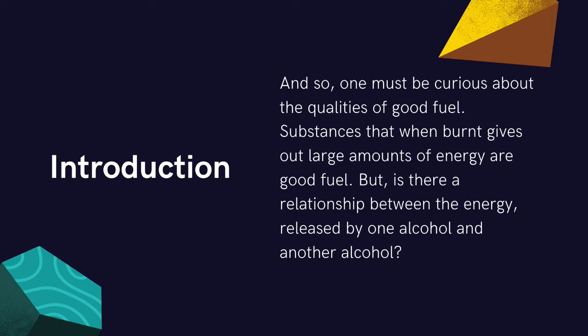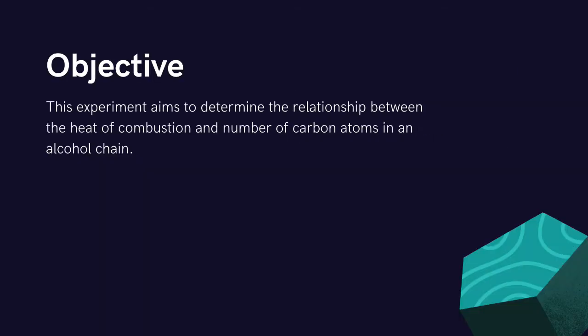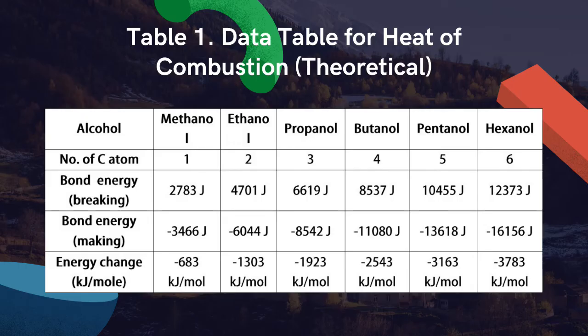Substances that when burnt give out large amounts of energy are good fuel. But is there a relationship between the energy released by one alcohol and another alcohol? This experiment aims to determine the relationship between the heat of combustion and the number of carbon atoms in an alcohol chain. For the results and data of this experiment, the first table that we have is the data table for heat of combustion, or the theoretical data.